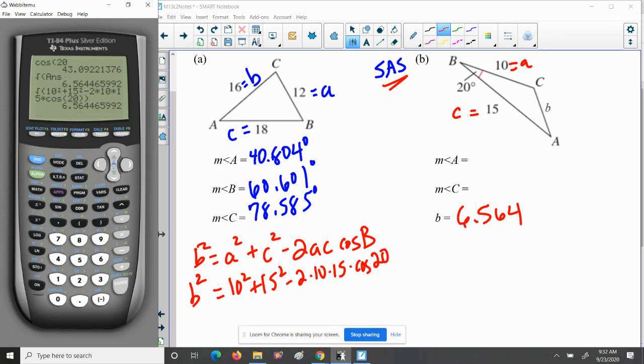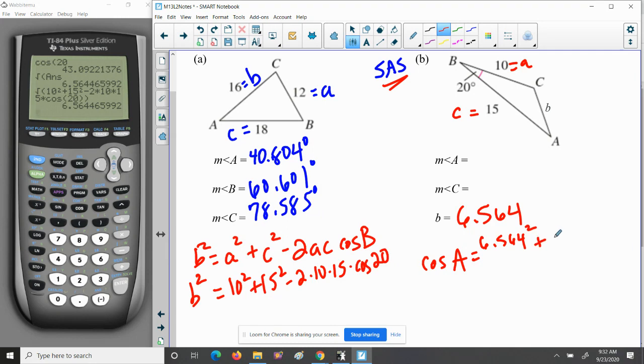Now let's take a look. Let's say we want to solve, it doesn't matter which one, let's say we want to solve for angle A. Okay, so let's set that up. Angle A is equal to B squared, so 6.564 squared, plus C squared, so plus 15 squared, minus A squared, so minus 10 squared, all over 2 times B, which is 6.564, times C, which is 15.